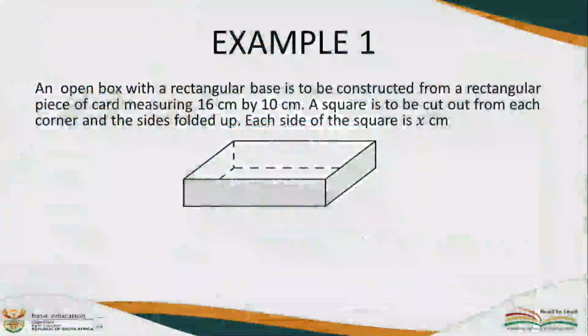So we are told that an open box with a rectangular base is to be constructed from a rectangular piece of card measuring 16 centimeters by 10 centimeters. A square is to be cut out from each corner and the sides folded up. Each side of the square is x centimeters.